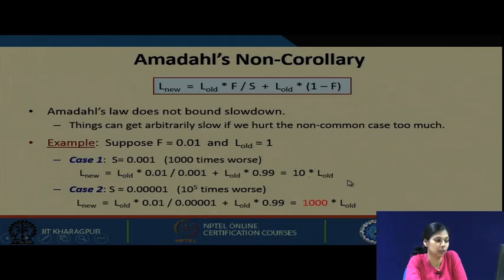So, it has worsened. And in case 2, if it is 10 to the power 5 times worse, then what is happening? Finally, we are getting 1000 into L old, which is even worse. So, we cannot make the uncommon part too much worse. If we make that uncommon part too much worse, then the situation will become bad.